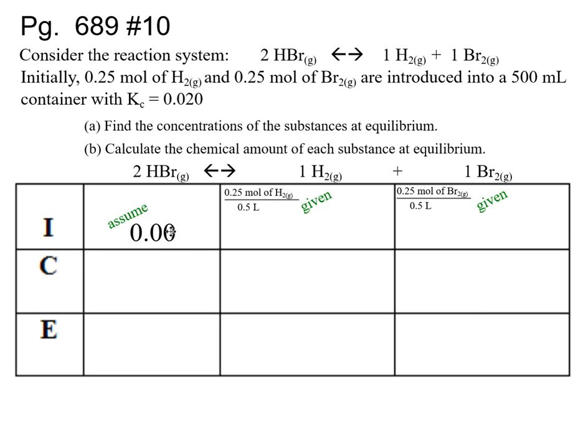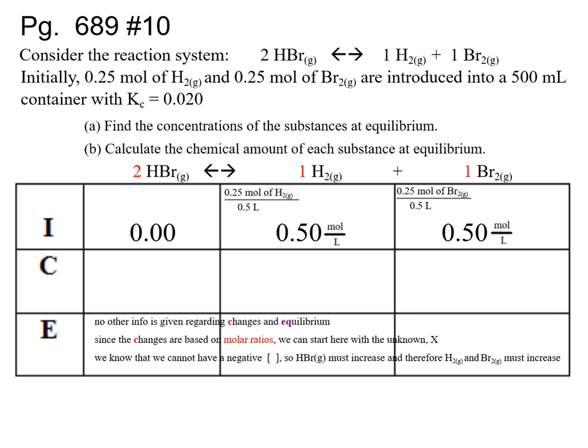So look at our ICE tables and I place where my givens are in the proper location with their proper units. Need moles per liter for this one. Okay. No other information is given regarding the changes, the C value, and the equilibrium, my E value. Since the changes are based on molar ratios, we can start here with the unknown x.